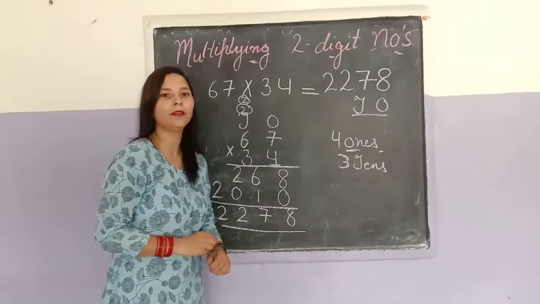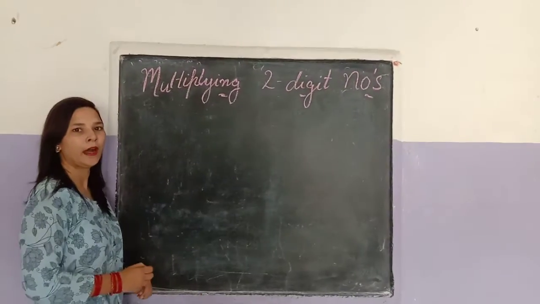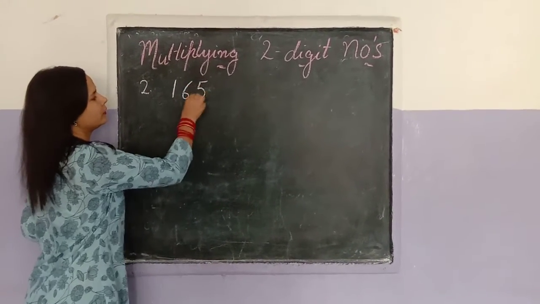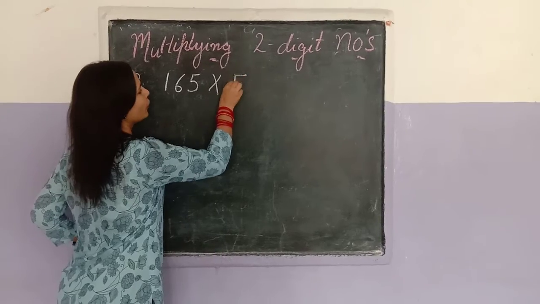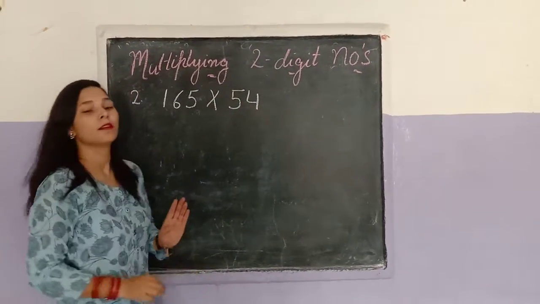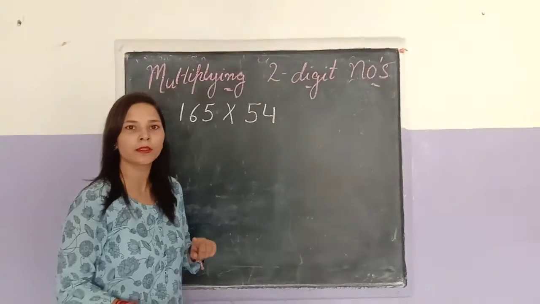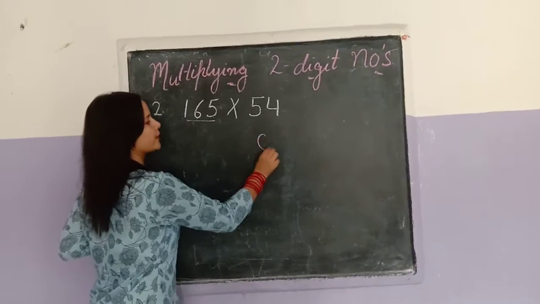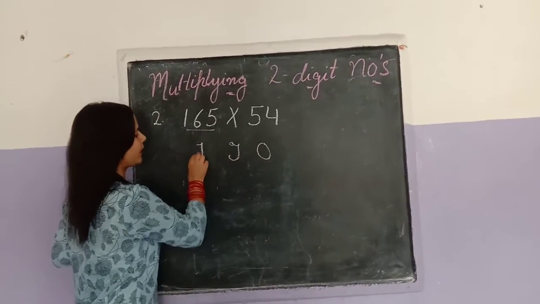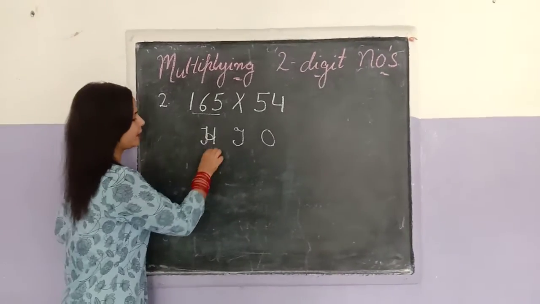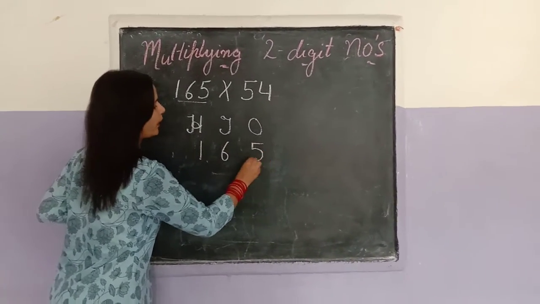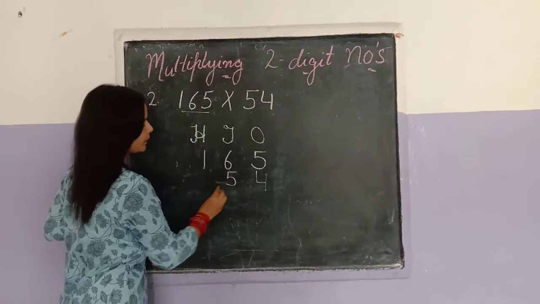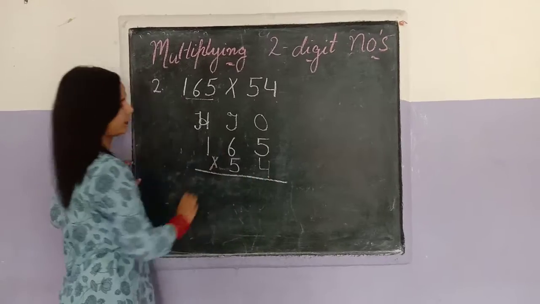Now let's do a second example. Now in our second example, suppose we are having 165 and 54. First step, arrange the numbers in columns. Now as this number has ones, tens and 100s, here we start with ones, tens and 100. Okay, now arrange the number 165. Second number is 54. Put a cross. Now let's start.